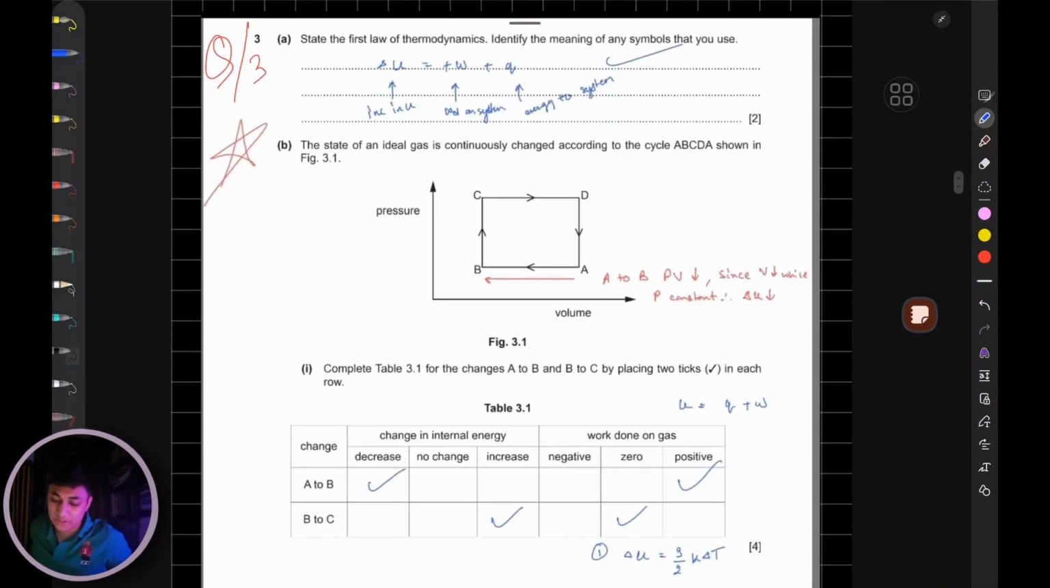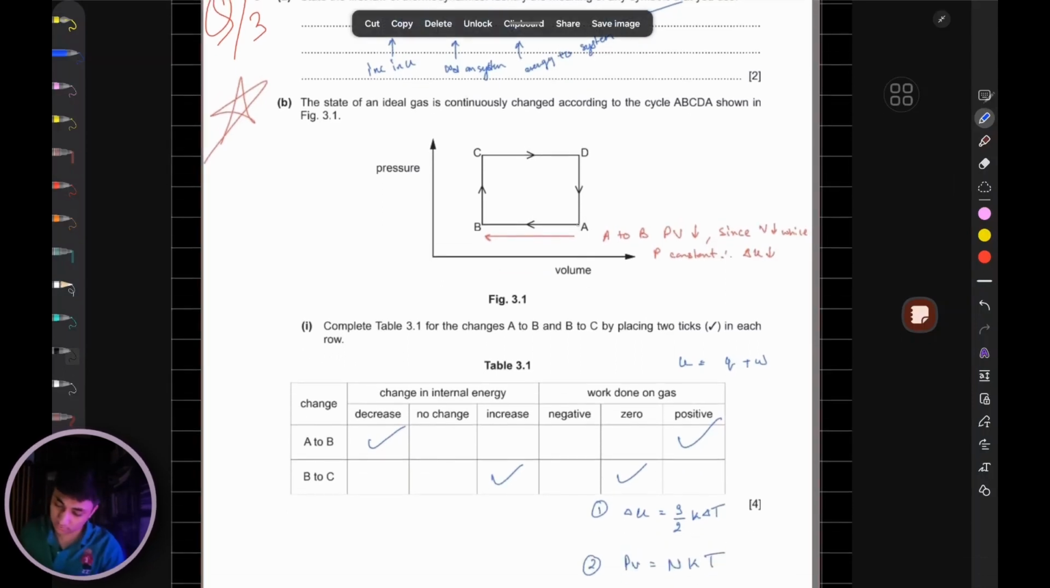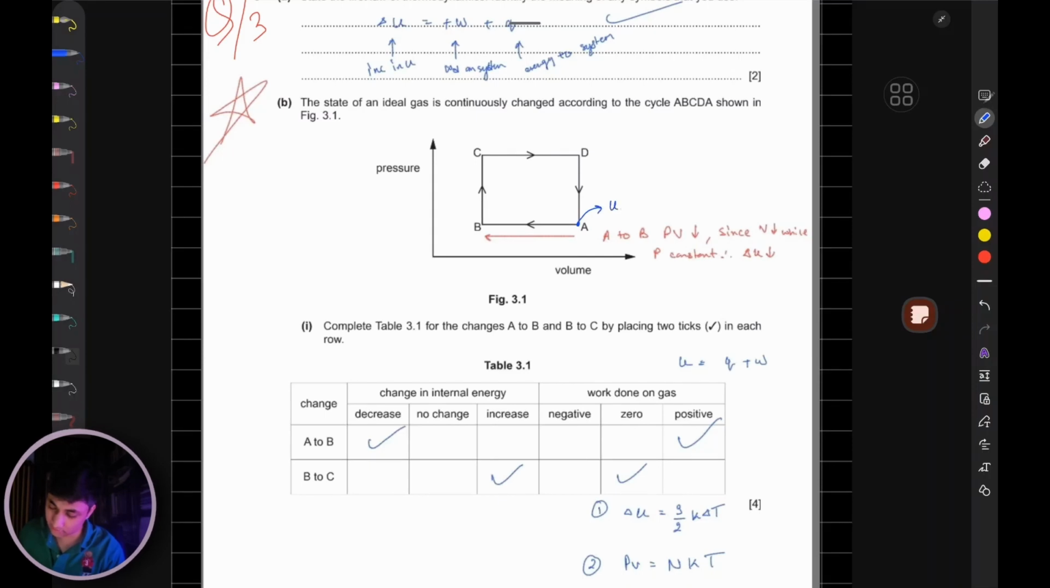Okay, now part B. The state of an ideal gas is continuously changed according to the cycle ABCDA shown. So it's going from this. At this point, it has a certain internal energy U. It is going to B at constant pressure. It is going to C at constant volume. It is going to D at constant pressure, but a greater amount of pressure, and is coming back to A at constant volume and getting to the same internal energy value. Therefore, overall, through the entire cycle, it comes back to the same internal energy.